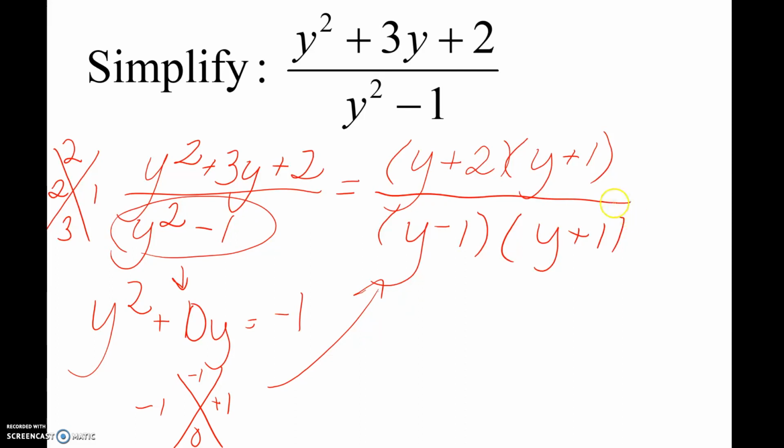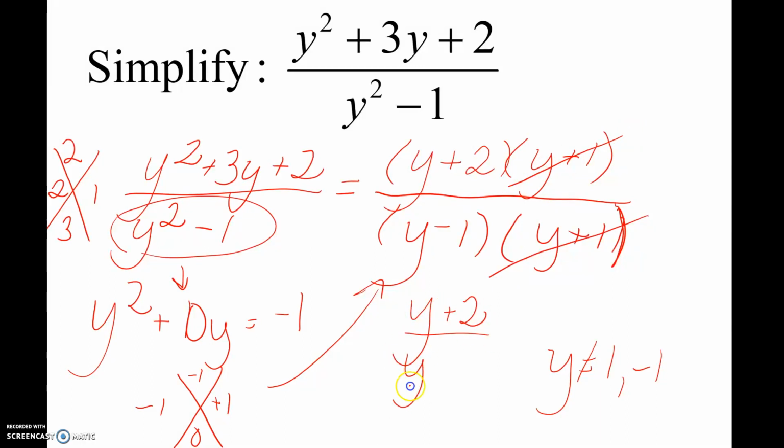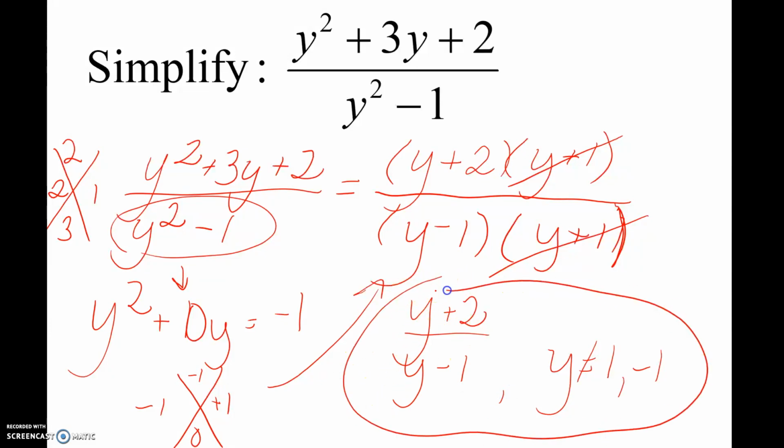Now we want to talk about what y can't equal, because remember, we can't have a 0 on the bottom. We have some variables that we can plug in, but there's a restriction. We can't ever get 0 on the bottom, so y cannot equal 1 and y cannot equal negative 1, because that would give me a 0 on the bottom. Then we can go ahead and simplify, and notice we are left with y plus 2 over y minus 1, and that's it. We can't go further. You can't cross those y's off. That's your answer.